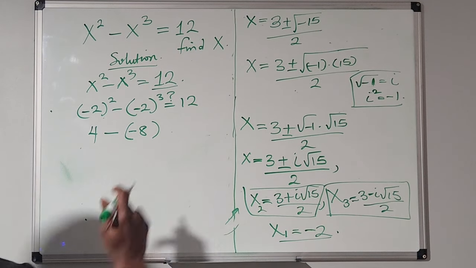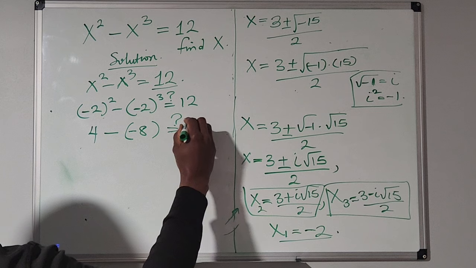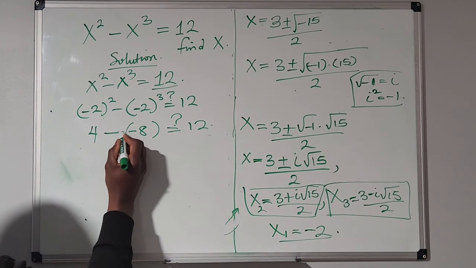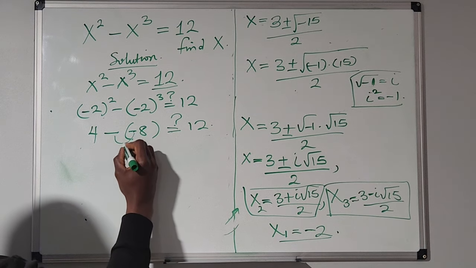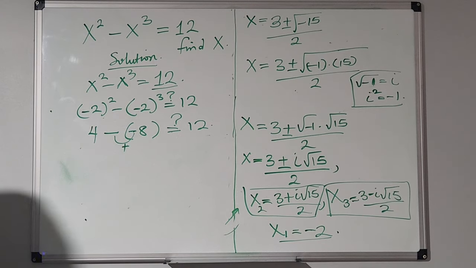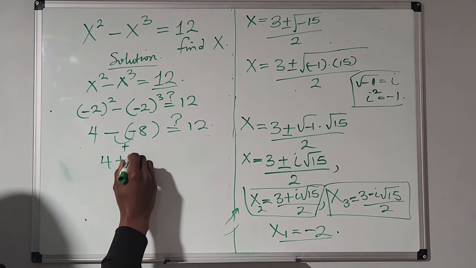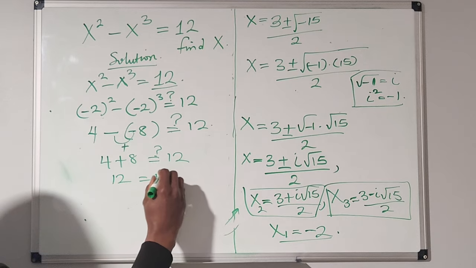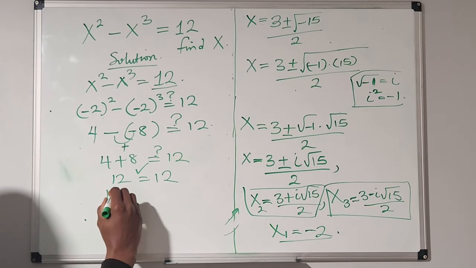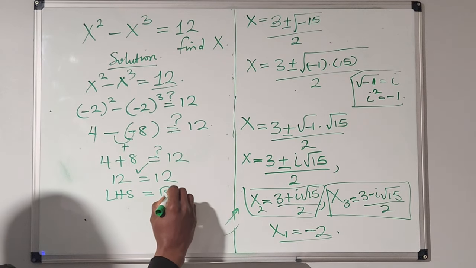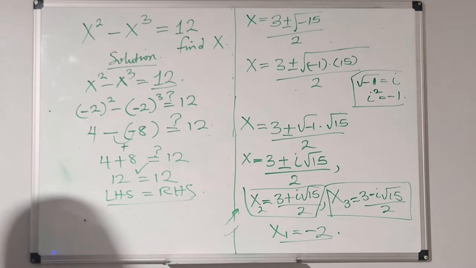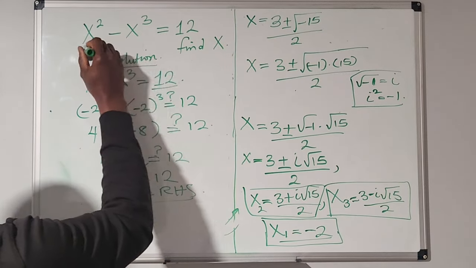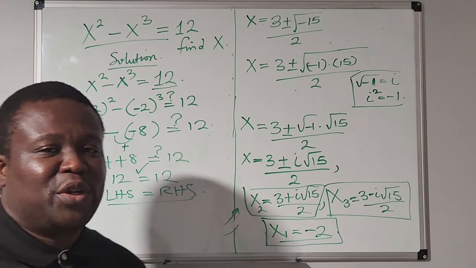Okay? Now, is this value equal to 12? Now we know that minus times minus gives us what? Positive. So 4 plus 8. We're trying to find out if that is equal to 12, and it is. Therefore, our left-hand side is equal to our right-hand side. So these values of x are correct for that equation.